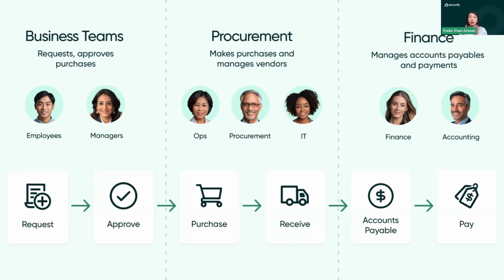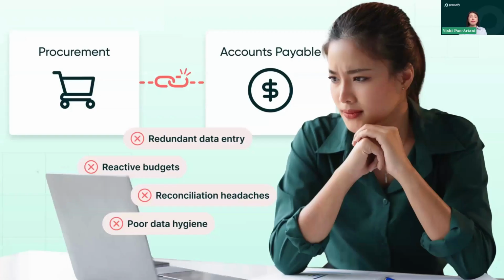So while each team optimizes for their tasks, requesting, purchasing, paying, etc., procurement and AP often, as we know, operate in silos. And for many businesses, AP teams are sent invoices with very little or none of the context they need to be able to confidently proceed with the payment. So when the linking chain between procurement and accounts payable is broken, it ends up leading to a lot of organizational issues, including but definitely not limited to redundant data entry, reactive budgets, reconciliation headaches, and poor data hygiene.